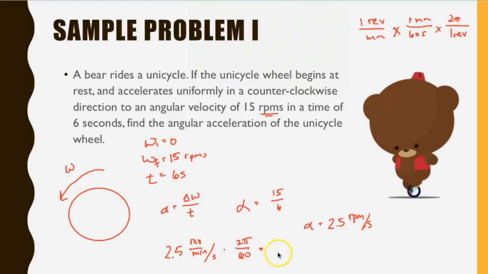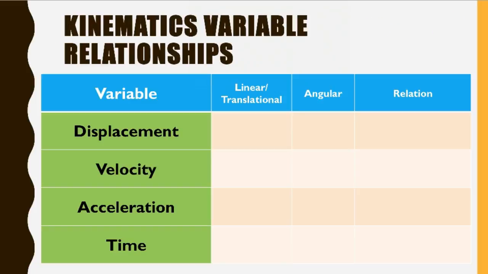And that gives me 0.26 radians per second squared. Okay? So let's finish this up.